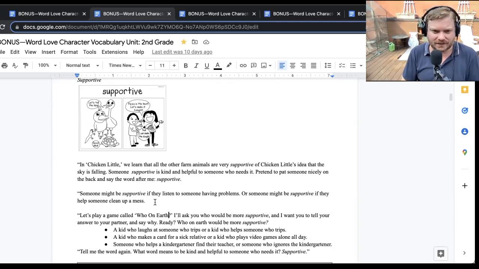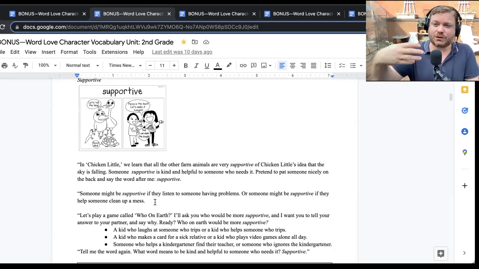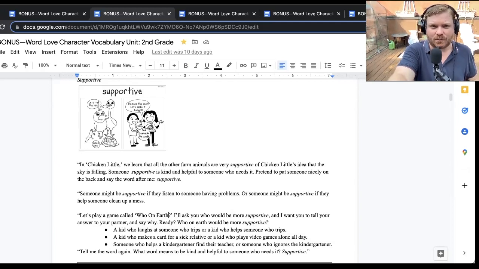Let's read another one. The second one says, who on earth would be more supportive? A kid who makes a card for a sick relative, or a kid who plays video games alone all day, right? Who would be more supportive? Like, oh, the kid who makes a card because he's being kind and helpful for a sick relative, right? If you're just playing video games by yourself, you're not really necessarily being kind or helpful, right? Things like that. So you can see these are the two games that you might play when you introduce a word. In kindergarten or first, it'll be solely, does this make sense? But in second grade, you'll play some of does this make sense, but you'll also play who on earth.